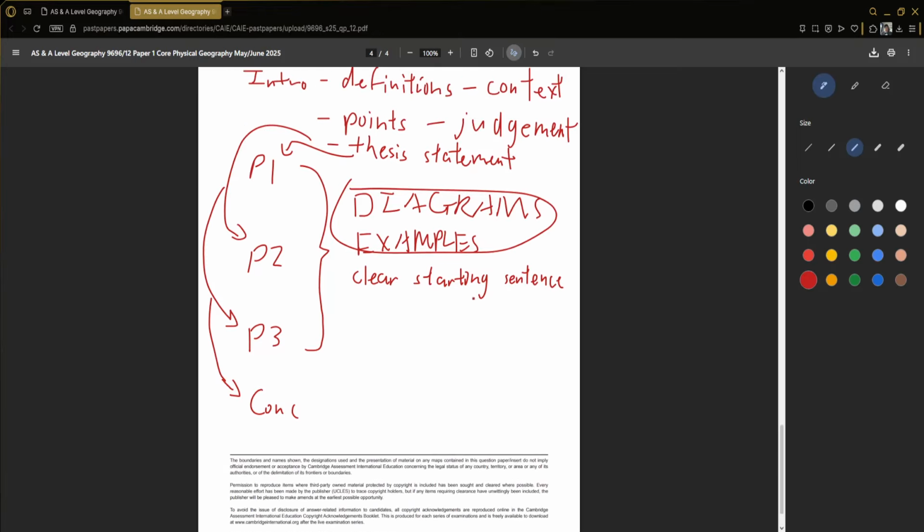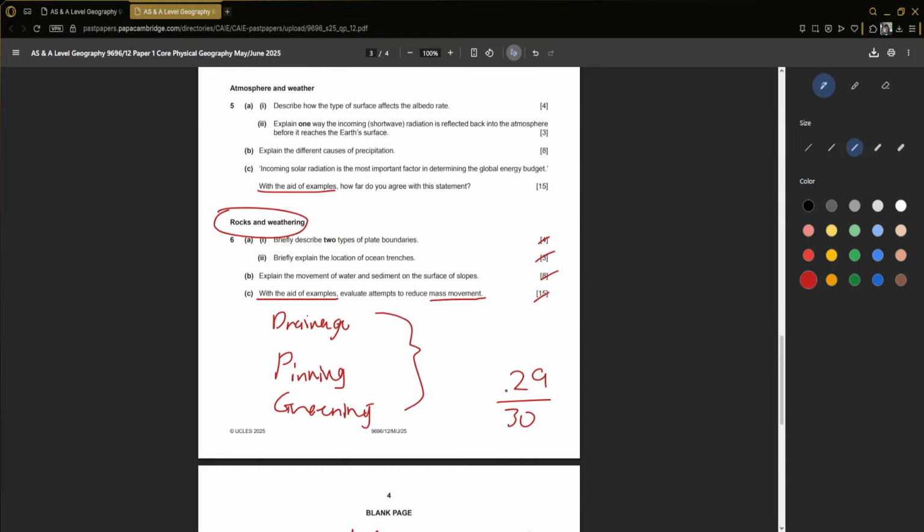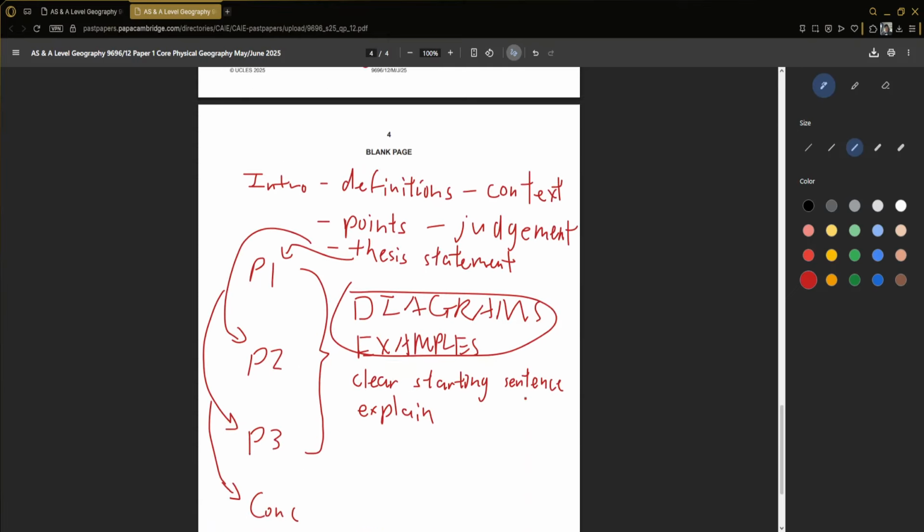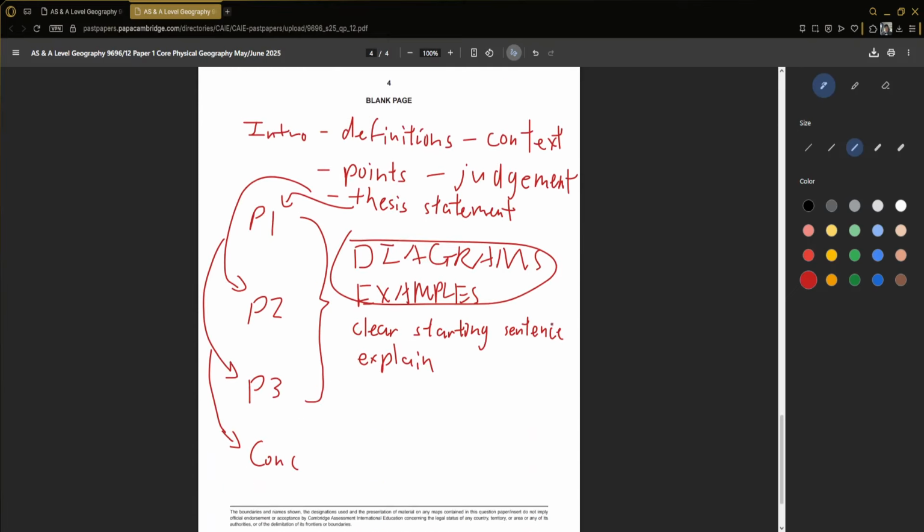So after you have that, you need to explain why your point works or how your point works. You talk about drainage, explain, analyze how drainage works. Say drainage works subsurfacely or on the surface where it removes water from the slope, which prevents lubrication of the slip plane, which means that it prevents the reduction in shear strength, which leads to less mass movements, right? That is a basic explanation point. And then you have to use examples. So after this, use examples.